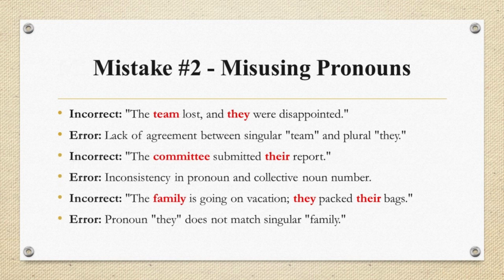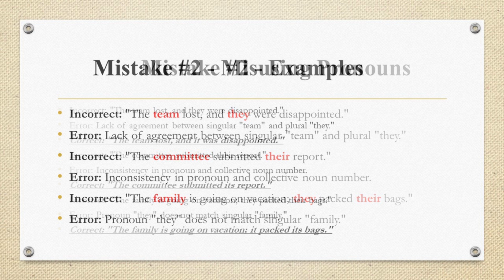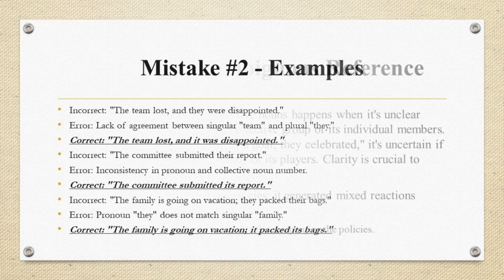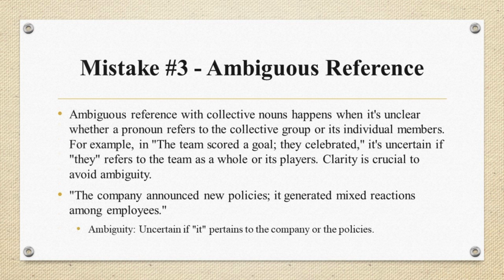Next up, we have the misuse of pronouns with collective nouns. Pronouns need to agree with the number of the noun they replace. Let's dive into an example. Consider this sentence: "The jury has reached their decision." The collective noun "jury" is singular, so the correct pronoun should be "its," making the sentence, "The jury has reached its decision."